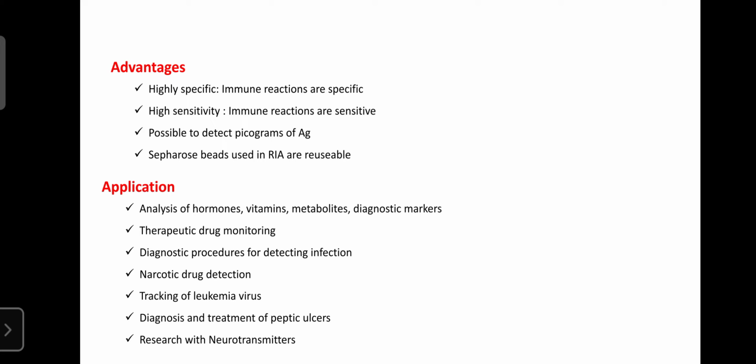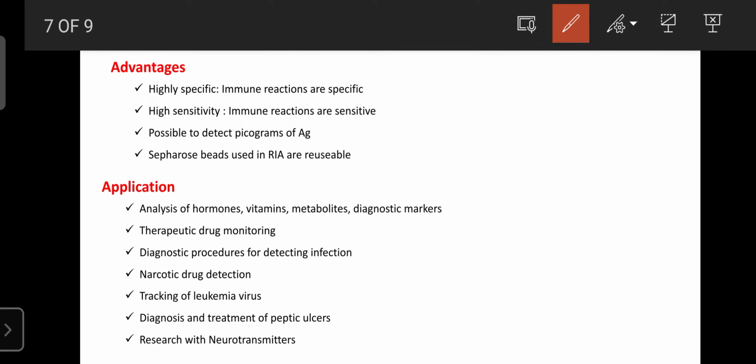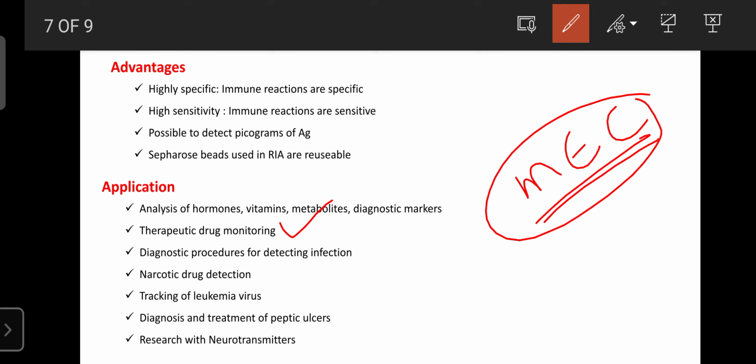Application regarding the radioimmunoassay: it is used for analysis of hormones, vitamins, metabolites, and diagnostic markers, and it is also helpful for the development of TDM, or therapeutic drug monitoring, after administration of the drug. Where the drug goes, and how much drug is required to produce the minimum effective concentration in the plasma, that is the MEC. This concentration only can treat the disease.